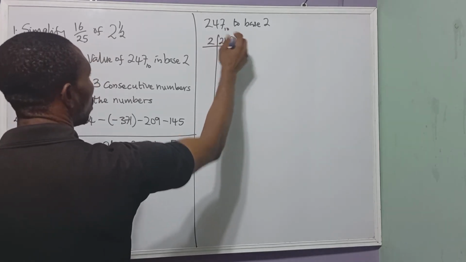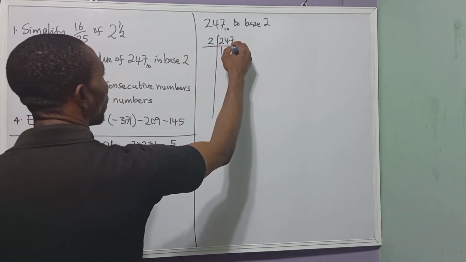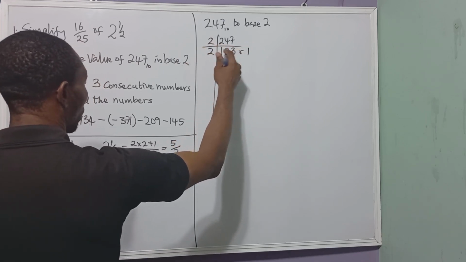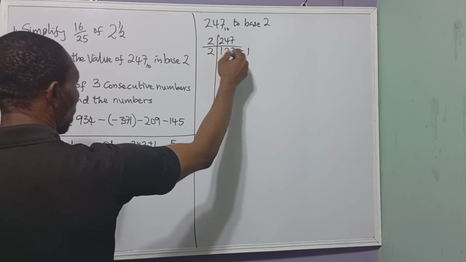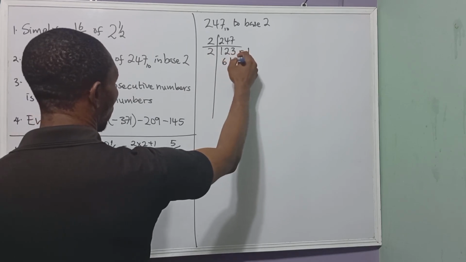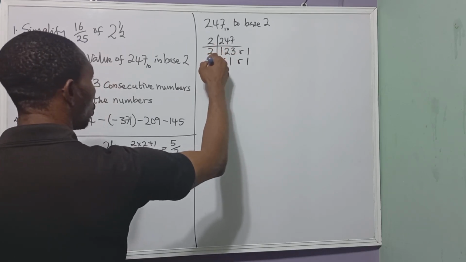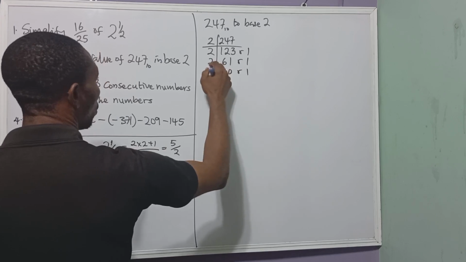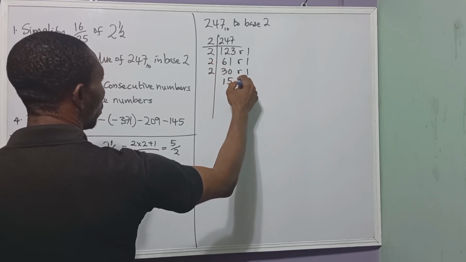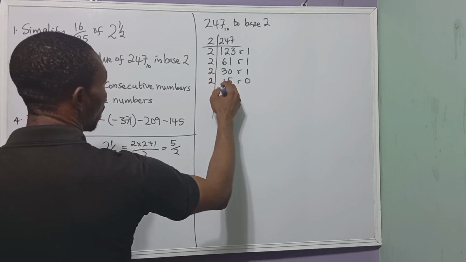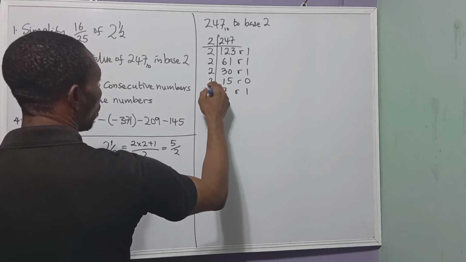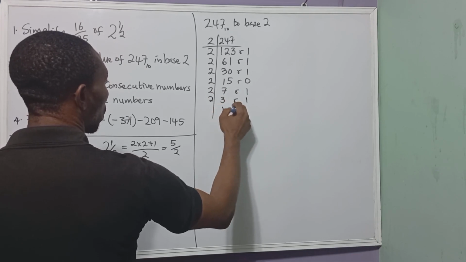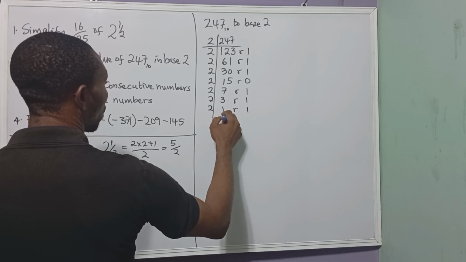2 into 4, 2. 2 into 7 will be 3, remainder 1. 2 into 1 cannot, 0. 2 into 12, 6. 2 into 3, 1. Remainder 1. 2 into 61 gives us 30. Remainder 1. 2 into 30 gives us 15. Remainder 0. 2 into 15 gives us 7. Remainder 1. 2 into 7 gives us 3. Remainder 1. 2 into 3 gives us 1. Remainder 1. 2 into 1 gives us 0.